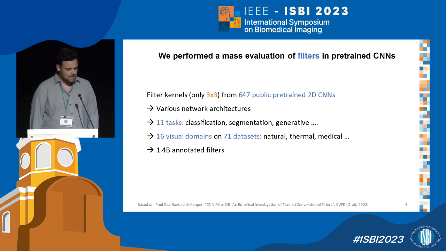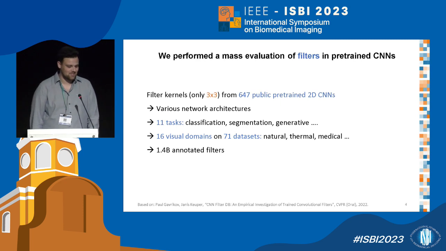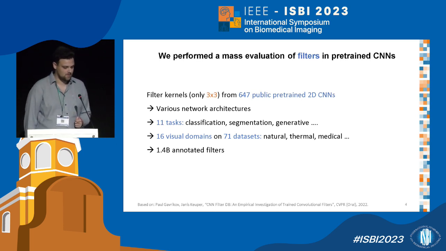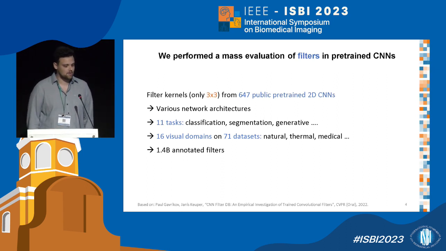My talk will be mainly based on our CVPR oral last year, which was entitled CNN Filter DB. There we did a mass evaluation of filters that are learned in CNNs. We basically went ahead and downloaded every pre-trained CNN that we could find on the internet. We got roughly 650 of those. We limited ourselves to 2D CNNs that contain kernels with size 3 times 3, or mostly 3 times 3. And we tried to collect models that are as diverse as possible.